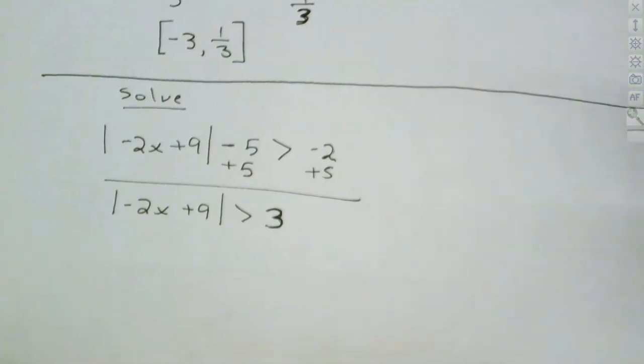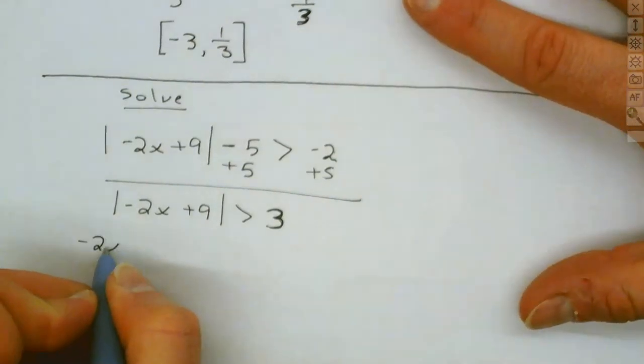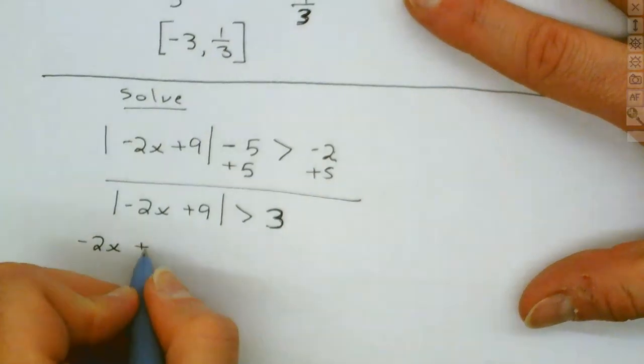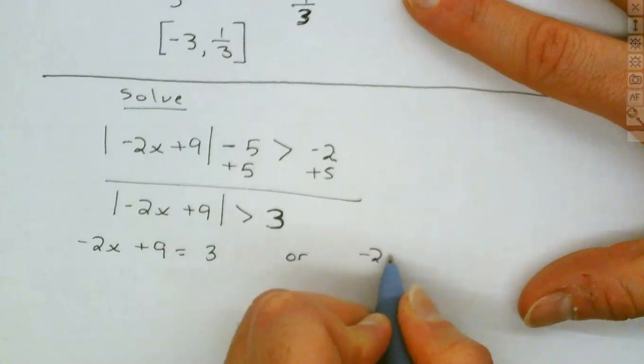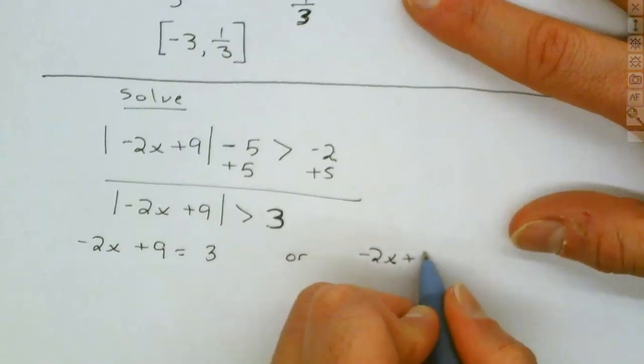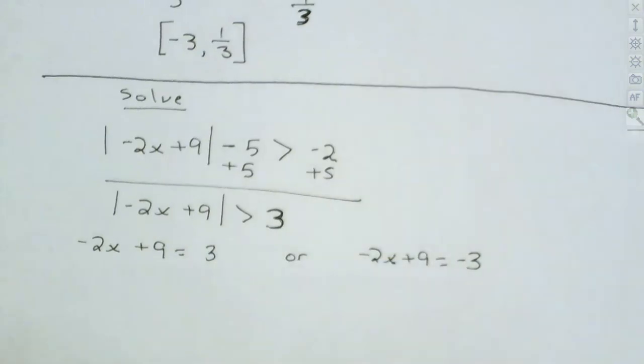We know we're going to be shading to the right, so that means we're going to do the outer edges. What do my two equations look like? Well, they look like minus 2x plus 9 equals 3, or minus 2x plus 9 equals a negative 3, right? We have a positive set of numbers and the negative set.